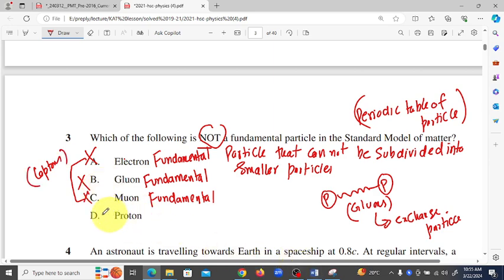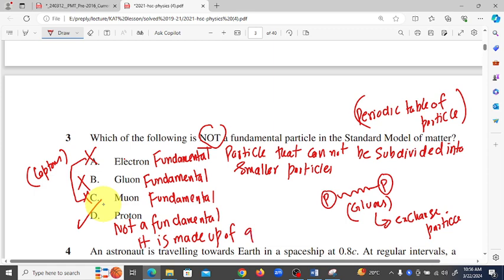Now the proton, you know that the proton is subdivided into quarks. So this is not a fundamental particle. D is the correct one. Not a fundamental particle, because proton is made up of quarks. If it is made up of quarks, it is not a fundamental particle. So option D is the correct choice in this scenario. Okay, thank you.